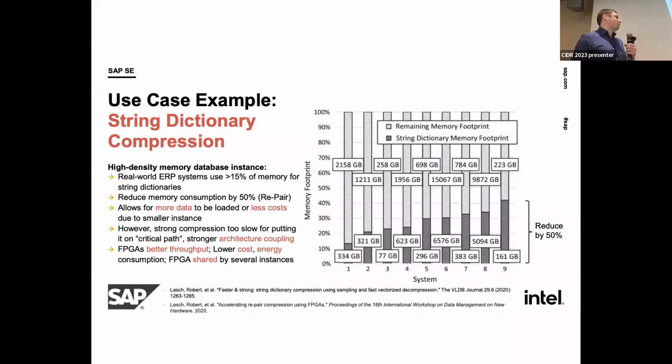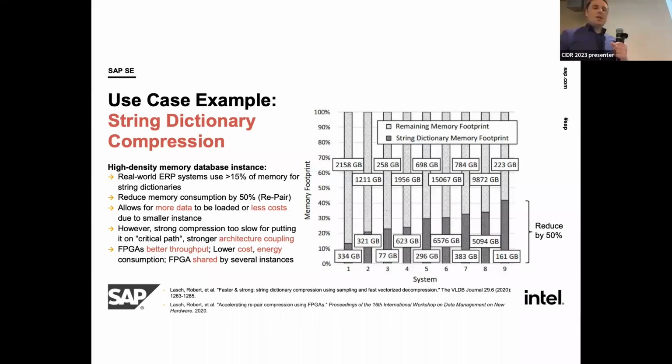Now, with strong compression, which you might or might not want to put on the critical path in the database system, you can reduce this string dictionary footprint by 50%, which means that you can save some memory for other data, or you can even reduce the costs in that case. As I said, maybe you don't want to put this kind of compression on the critical path, but it would be nice to have it around to get some of the benefits.